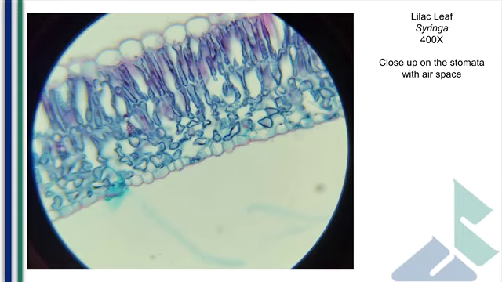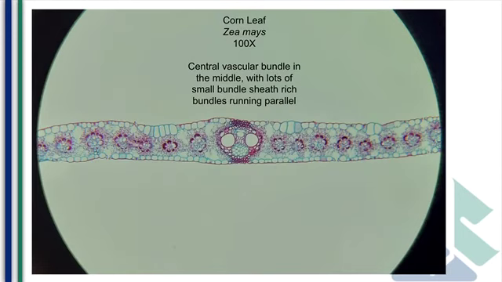Now, of course, we want to also take a look at a corn leaf in cross-section. Corn is a C4 plant, so it will have a very distinct and different structure than our lilac. You'll notice here, as corn is also a monocot, that has many parallel veins, each of these being little vascular bundles, with one central vascular bundle present here. You can see the bundle sheath cells surrounding each of our vascular bundles.